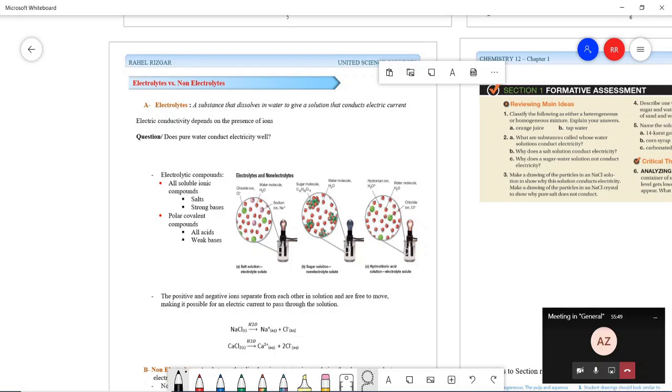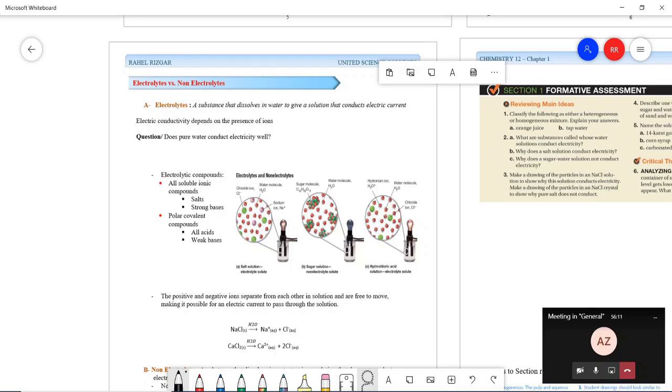From now on, we close the doors on suspensions and colloids. We don't talk about those anymore. We will only talk about solutions. Until the end of chapters 2, 3, 4, all the things that we talk about are actually solutions.